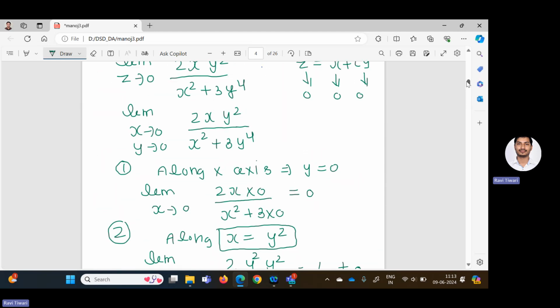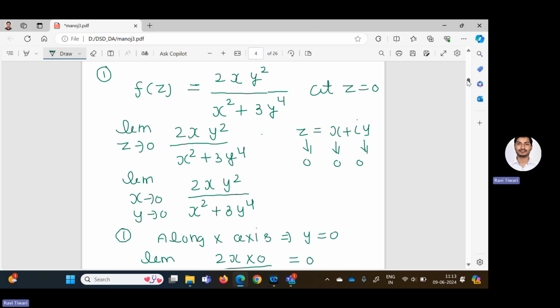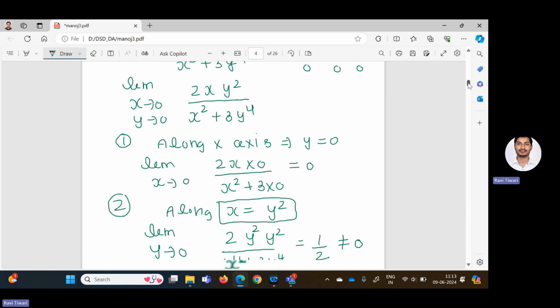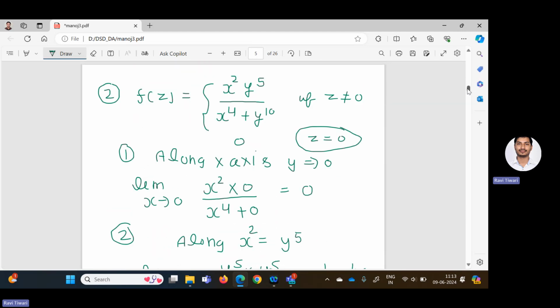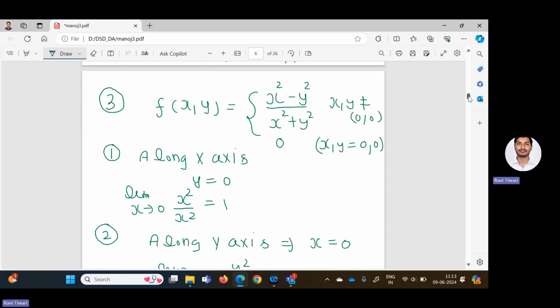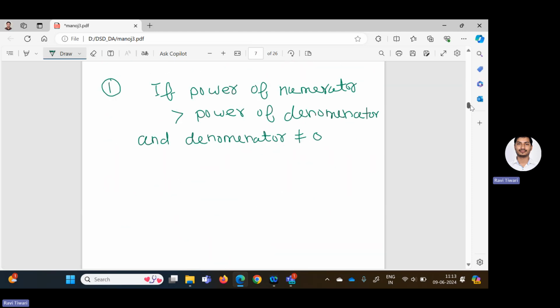So if you look at this question, what is the power of numerator? 3. The power of denominator is 4. So the power of numerator is less than the power of denominator, so the function will always be discontinuous. In this question also you can observe the power of numerator is less than the power of denominator. And in the third question you can see the power of numerator and denominator are equal, 2 and 2. So we need the power of numerator greater than the power of denominator and the denominator not equal to 0. If the denominator equals 0, then what will happen?